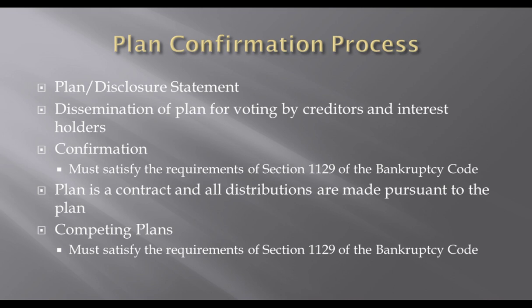If the secured creditor is owed $80,000 and the property is only worth $60,000, then they'll also be able to file an unsecured claim for the remaining $20,000.